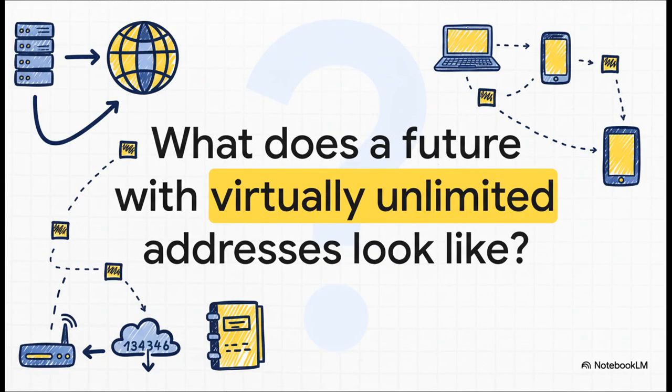And that leaves us with a really fascinating final thought. We've just solved the problem of running out of digital real estate pretty much forever. So what happens when every light bulb, every car, every medical sensor can have its own unique, permanent address on the global network? What kind of new possibilities does that unlock? That is the future this invisible journey is taking us all toward.